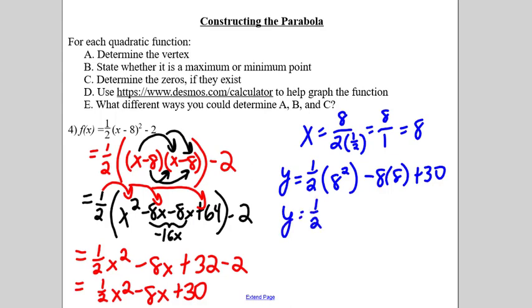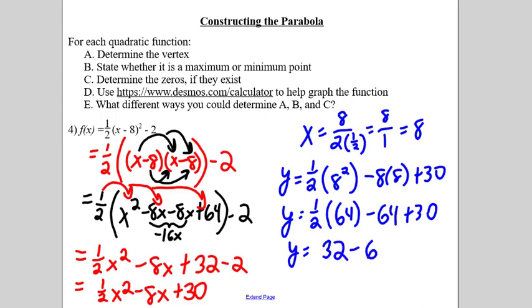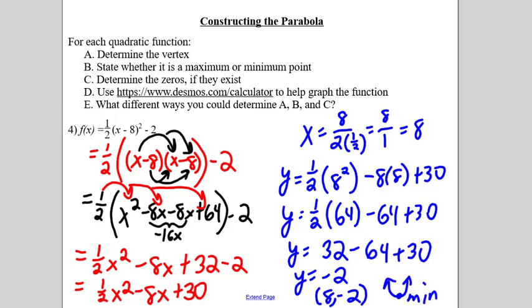So this is 1/2 of 64 minus 64 plus 30. Half of 64 is 32. Now when I add them together, I get that it is negative 2. This means my vertex happens at 8, negative 2. And since it opens upward, that is a minimum.